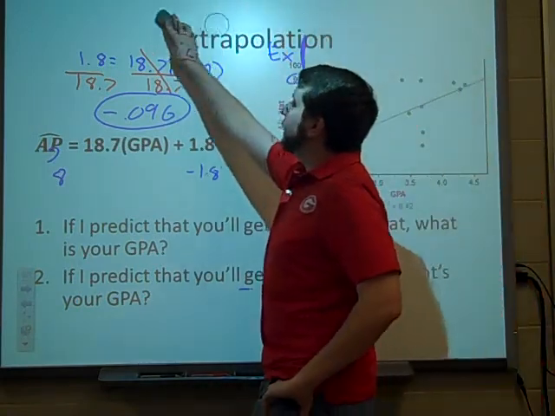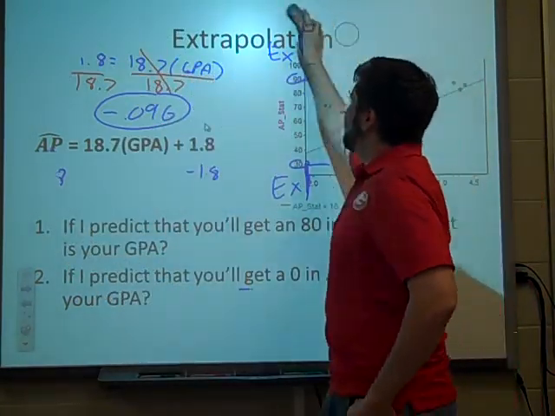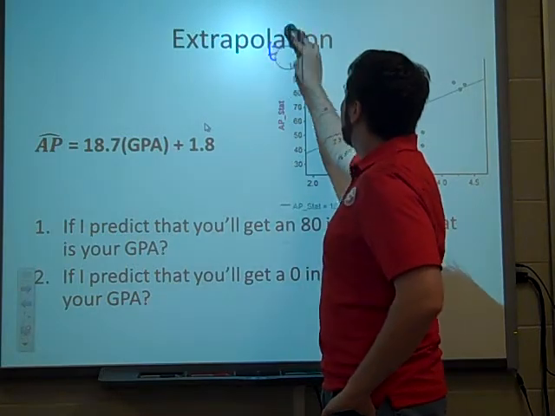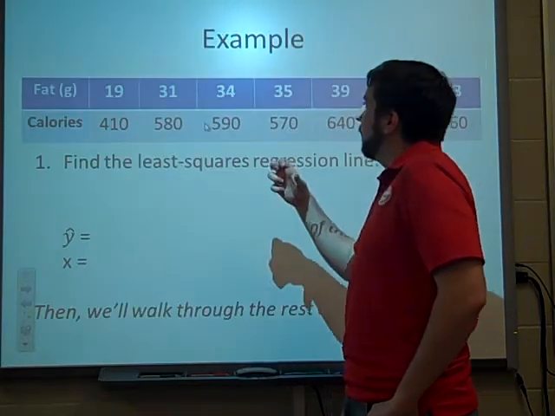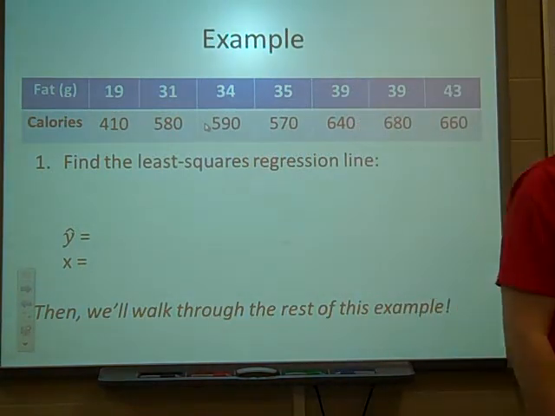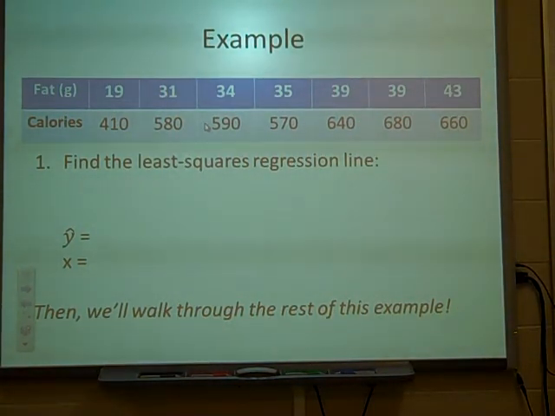Let's talk about examples. Come on. So, here is the first example. I'll give you all a data set, and I'll let you enter that into your calculators. So, you're going to find your least squares regression line from your calculator, and then we'll go from there.